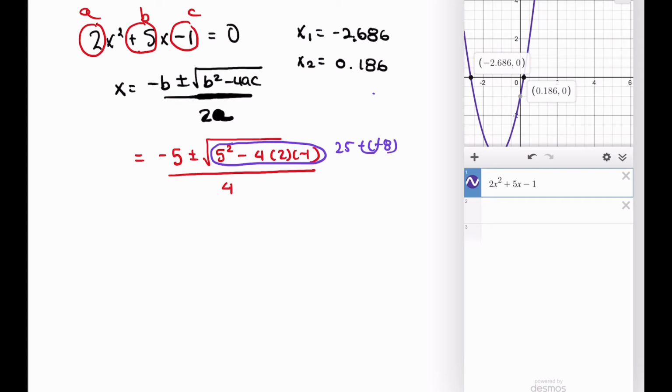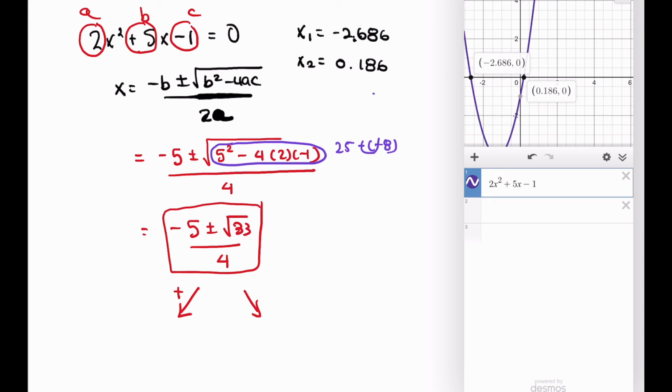So that becomes 33. Essentially, this is one way of writing your final answer. So that's the radical form. But then what does that actually mean? Well, it's 2 in 1, so you can take the positive pathway or the negative pathway.